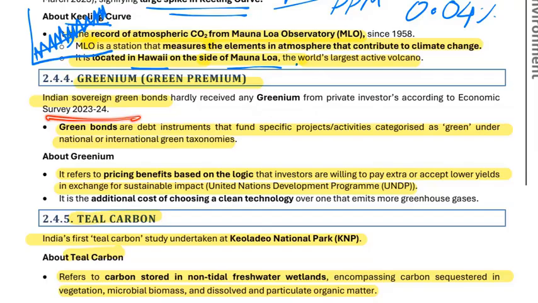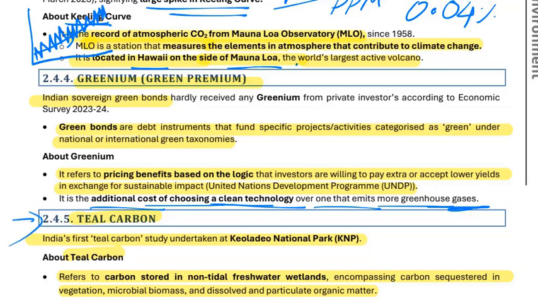According to the Economic Survey of 23-24, green bonds are debt instruments that fund specific projects, activities, categories as green under the national or international green taxonomies. What is Greenium? It refers to the pricing benefits based on the logic that investors are willing to pay extra or accept a lower yield in exchange for sustainable impact, as per the United Nations Development Programme. It is actually the additional cost of choosing clean technology over one that emits more greenhouse gases. Understood? Let's move to the next.